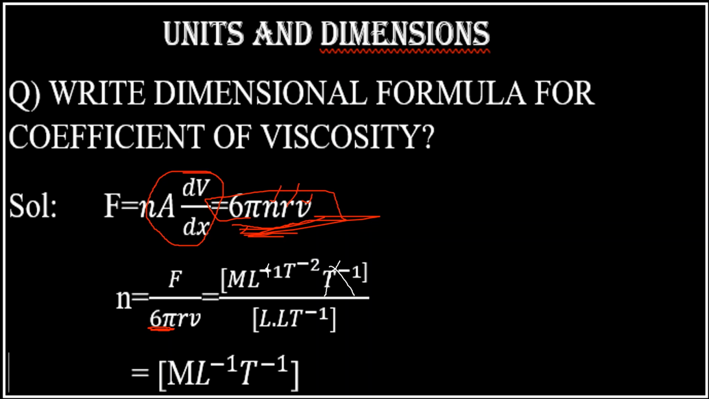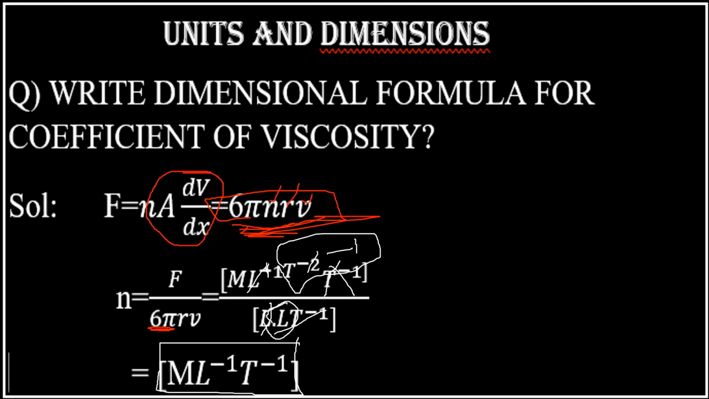On solving, this L and this L get cancelled. M T power minus 2. Here one more T power minus 1 gets cancelled. T power minus 1 remains. Finally, we get M L power minus 1. This L goes to the bottom and becomes L power minus 1. And T power minus 1 remains. That becomes M L power minus 1 T power minus 1. So friends, I had made a typing mistake here. This is the final dimensional formula for coefficient of viscosity.